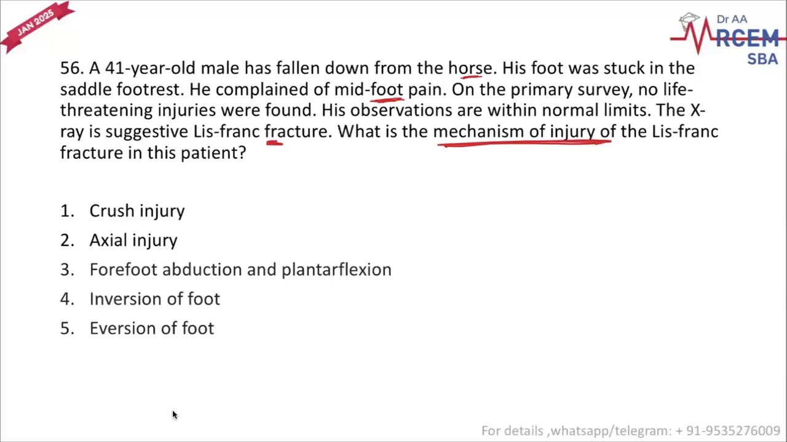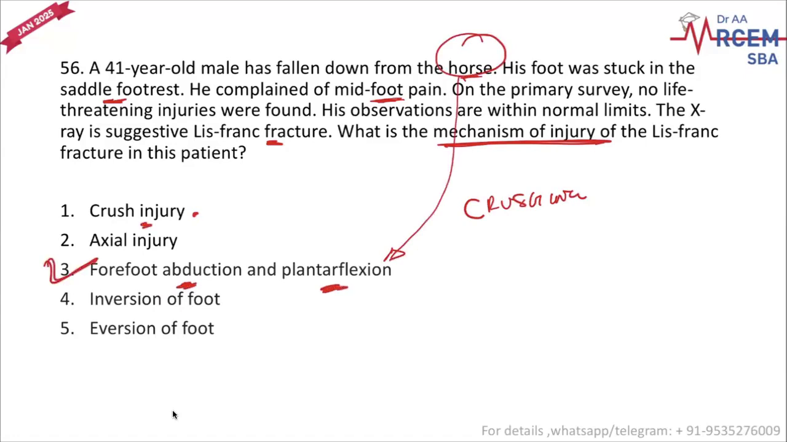The two mechanisms of injury are given here. One is a crushing mechanism of injury. The other mechanism of injury is forefoot abduction and plantar flexion. This is the mechanism you see when you fall down from the horse and the foot gets stuck in the saddle footrest. Okay. Forefoot abduction with plantar flexion. That's why we are choosing this.